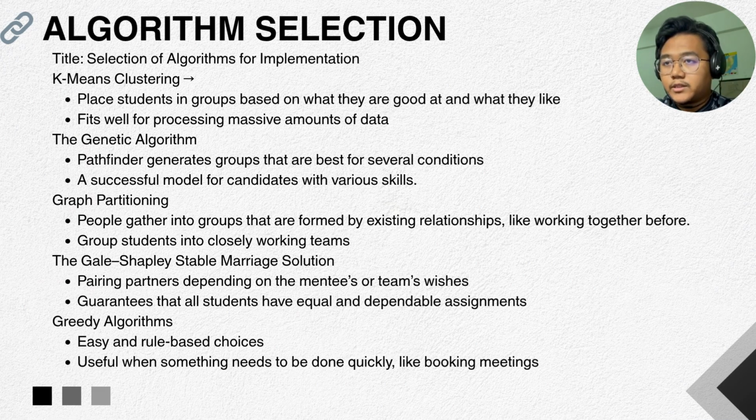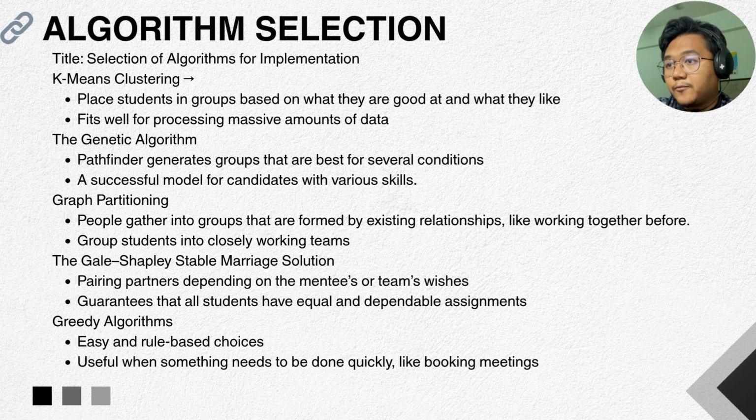Next, algorithm selection. The title is Selection of Algorithm for Implementation. K-means clustering places students in groups based on what they are good at and what they like. It fits well for processing massive amounts of data. For genetic algorithm, it generates groups that are best for several conditions, a successful model for candidates with various skills.